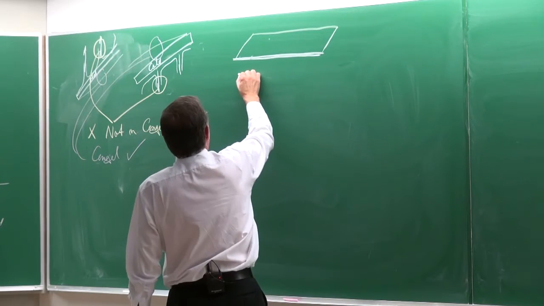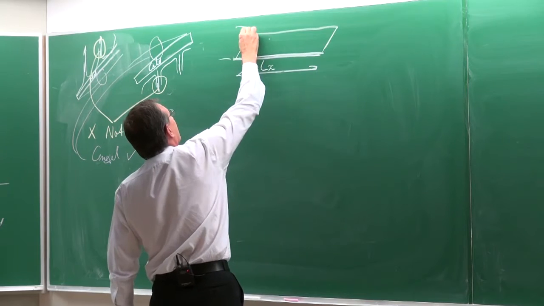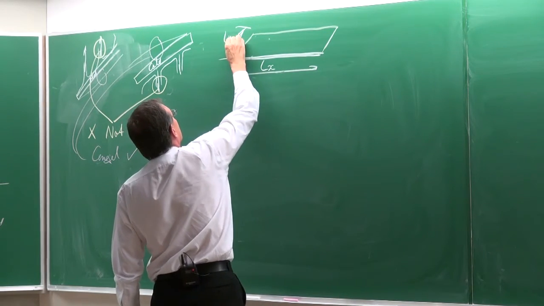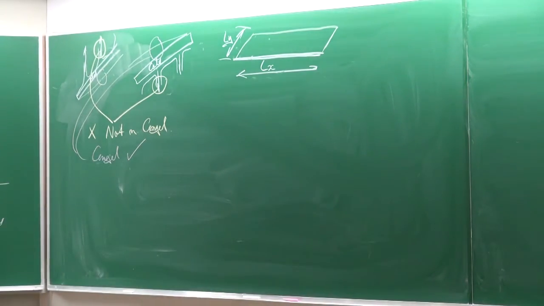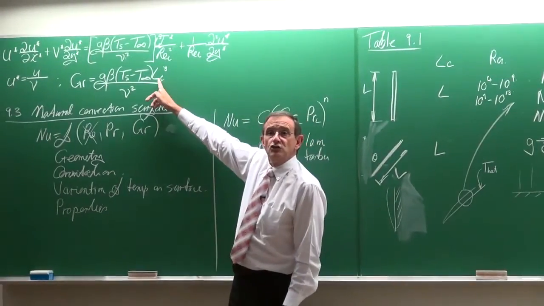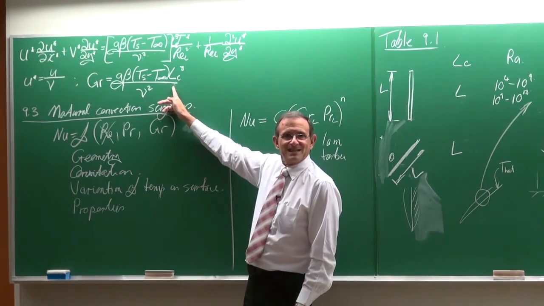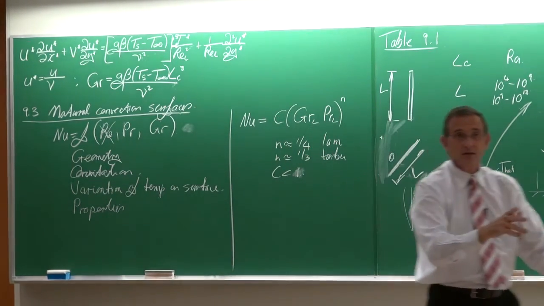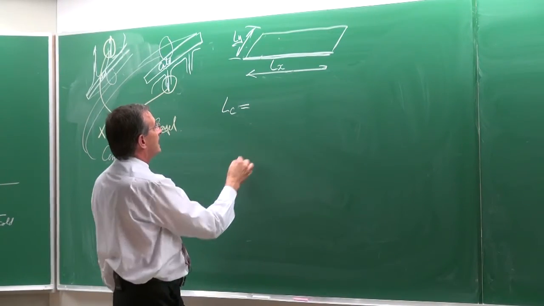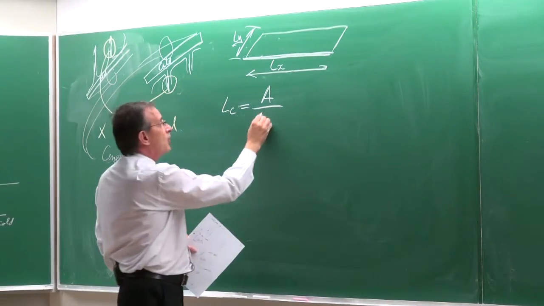And that length might be Lx, and that length might be Ly. Now when you get to the Grashof number, you'll see you need to use a characteristic length. Now which characteristic length should you use? Well, it's in the fine print. The fine print tells you that for a flat plate, you have to use the characteristic length in terms of the area of the plate divided by the perimeter.